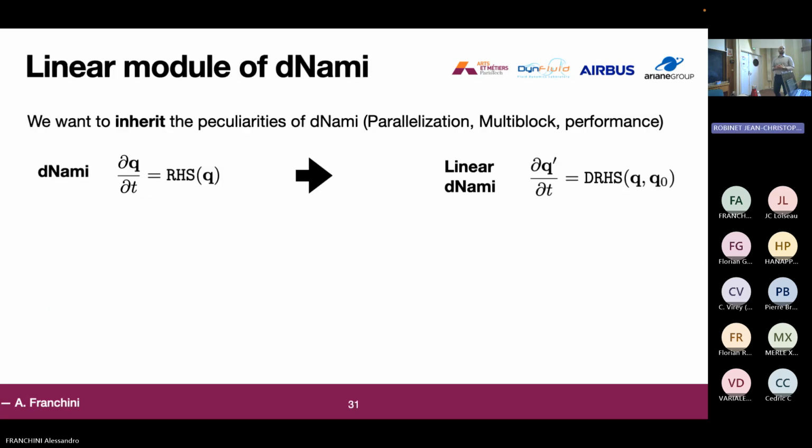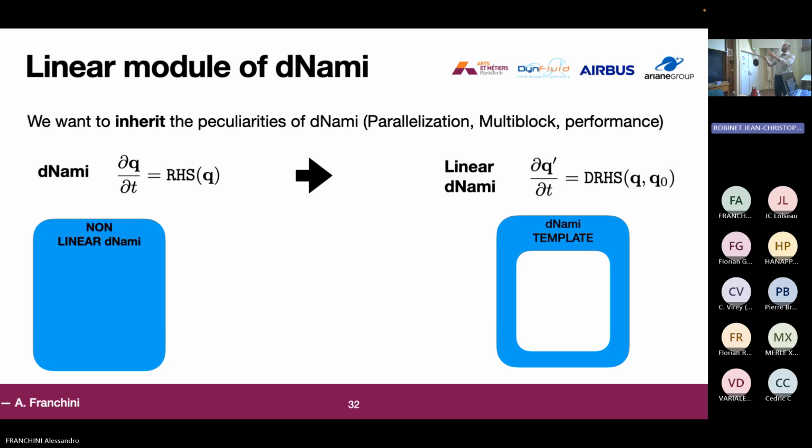Now, what we want is to construct a linear module of Dynamico, but we also want to inherit the first peculiarity of Dynamico. So we want to maintain its parallelization, its multi-block structure, and its performance. So if, for example, Dynamico solves the problem of dq/dt = RHS(q), we want a framework that is able to solve dq'/dt = the differential of RHS, which depends on q' and actually on q0, the fixed point solution.